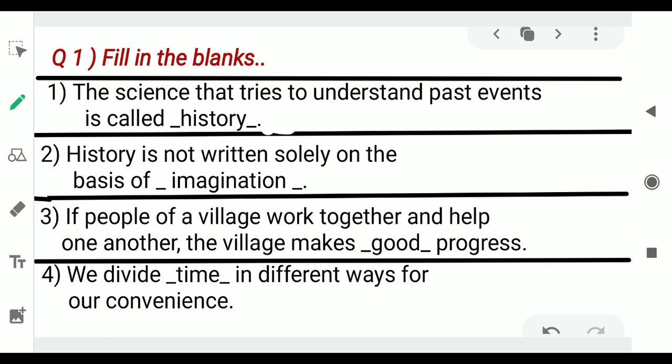Question number 1 is fill in the blanks. Write down, number 1: The science that tries to understand past events is called history. You have to underline the word history.